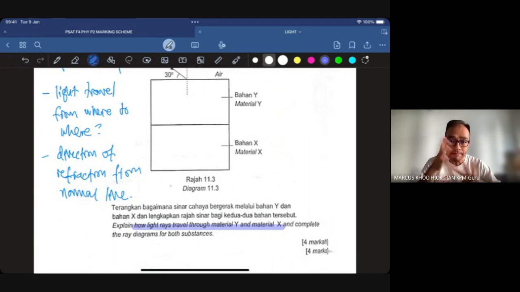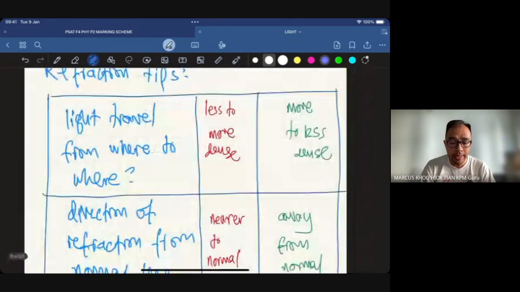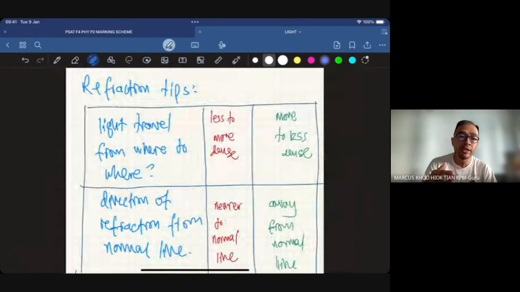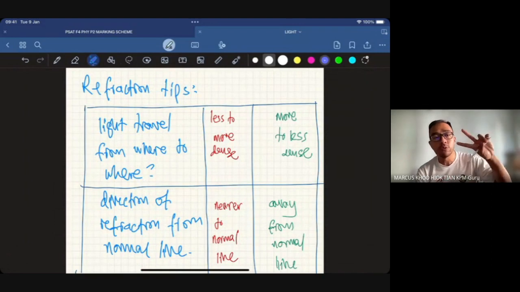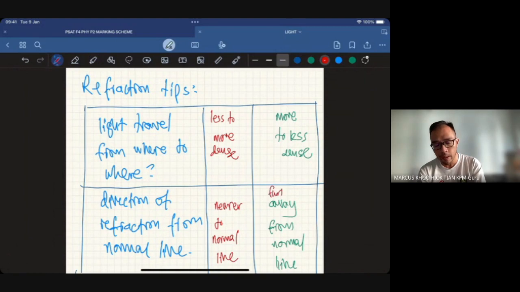The idea is this: when you want to talk about how light rays travel in cases of refraction, think of these 2 points. First, tell me where the light travels from: is it from less dense to more dense, or more dense to less dense? Secondly, tell me the direction of refraction from the normal line: is it going nearer or further, or away, from the normal line?